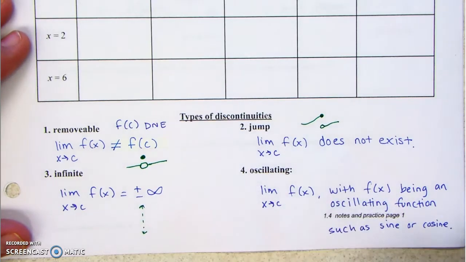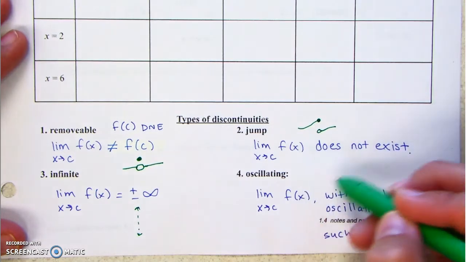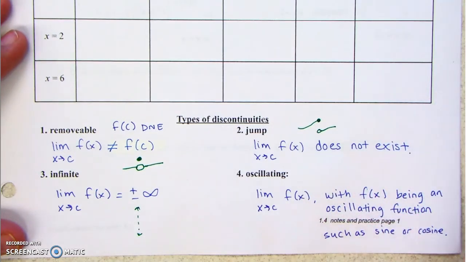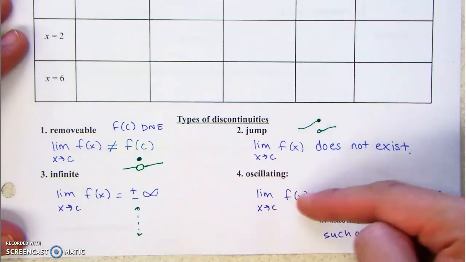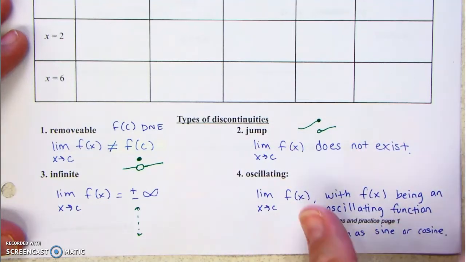And oscillating, we haven't really seen this, but oscillating just means to go up and down like a wiggly snake or a wave. And if you recall, an oscillating function would be sine or cosine. So you can't really find one y value if it keeps going up and down like that.